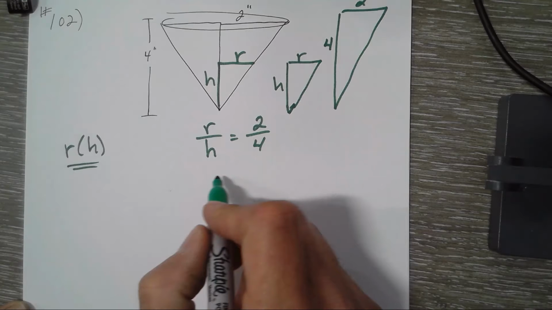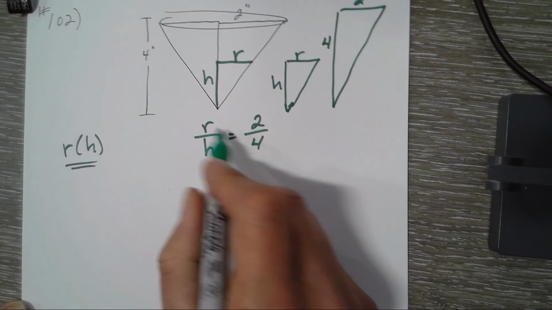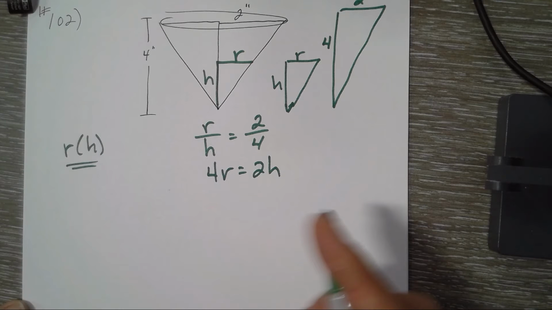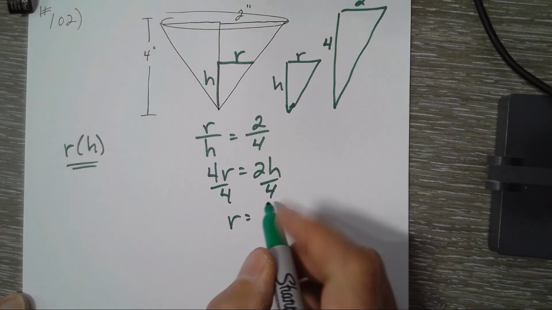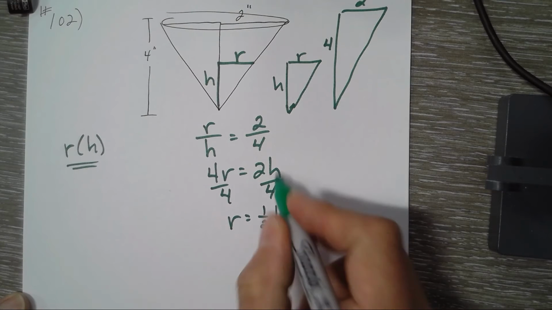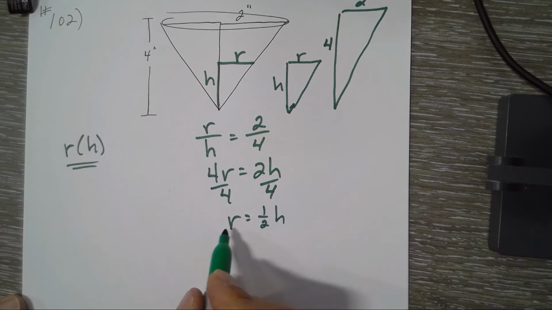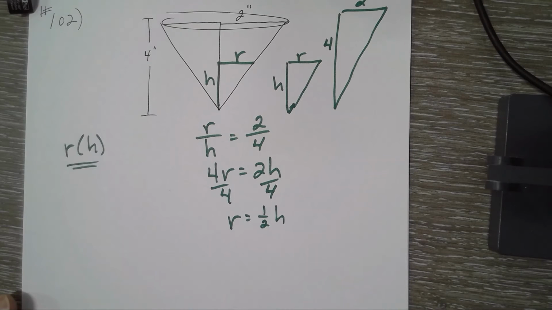So I'm going to cross multiply. 4r equals 2h. Solving for r, I'm going to divide by 4. So I get r equals 1/2 h, which is h over 2, however you prefer it. So that's our answer for A, radius as a function of h. So that's r of h equals 1/2 h.